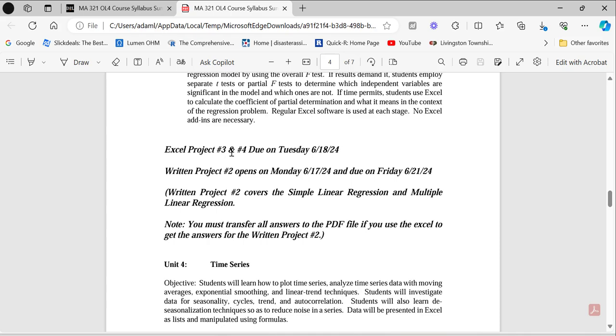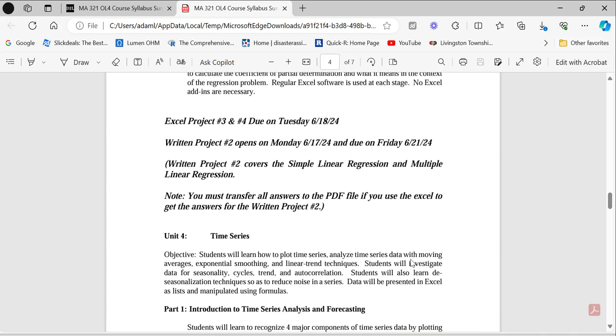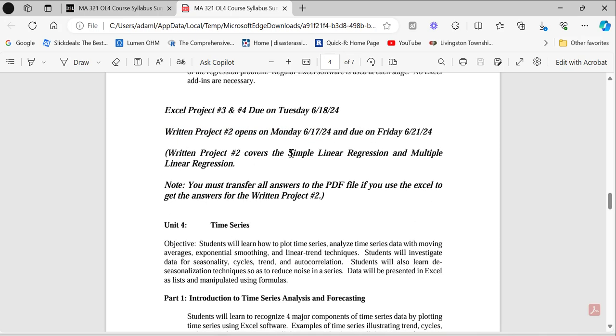So Excel project number 3 and 4 is due on Tuesday. Excel project number 3 is about simple linear regression. Excel project number 4 is about multiple linear regression. They're both due on Tuesday, June 18th. And then written project number 2 will open on June 17th, and then it's due on Friday, June 21st. Okay. And written project number 2 covers simple linear regression and then multiple linear regression.